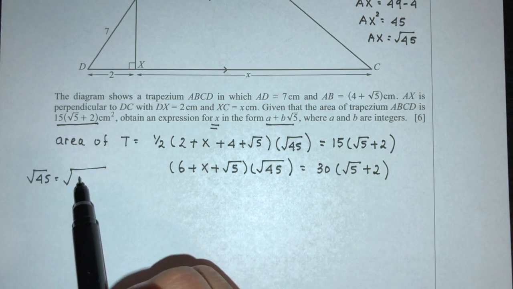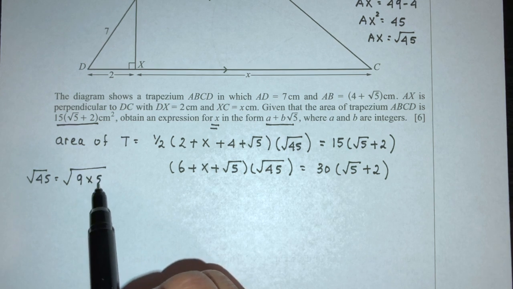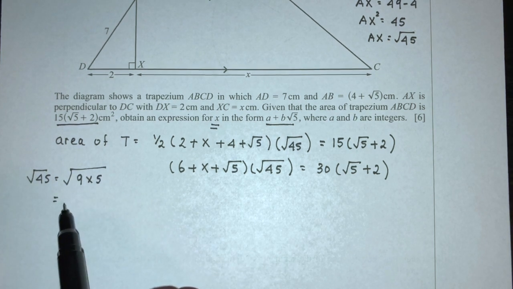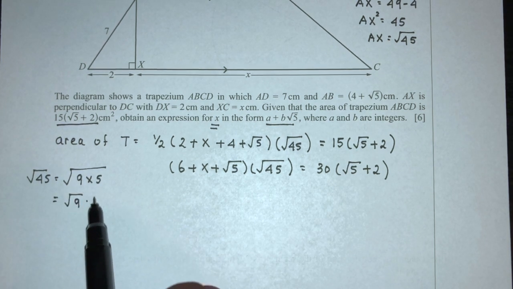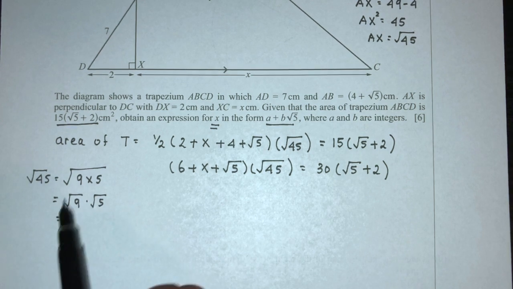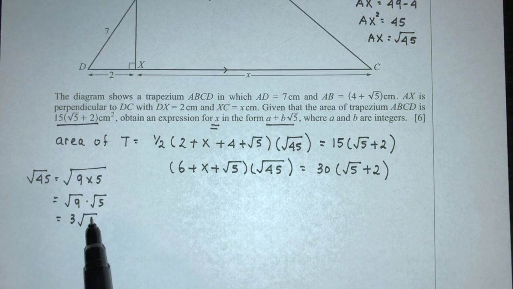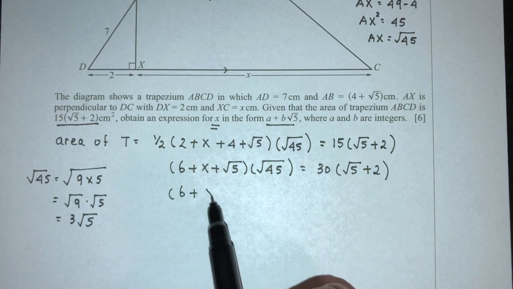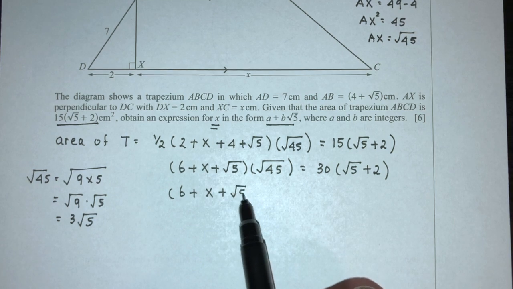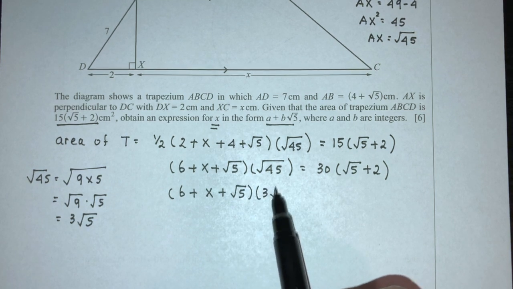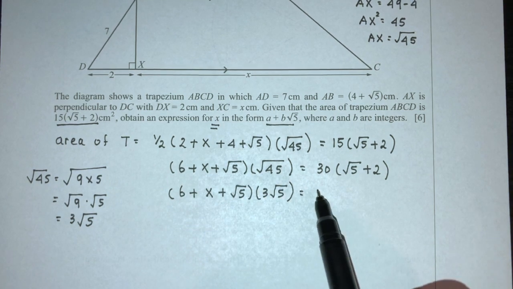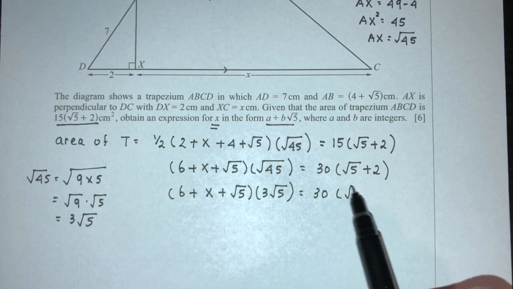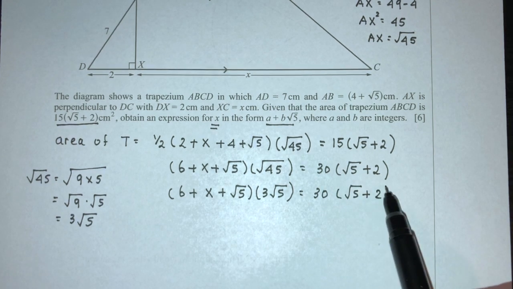You would say 45 is 9 times 5. Okay, this can be written as root of 9 times root of 5. Now what is root of 9? It is 3 root of 5. So you place in your main equation, you will have (6 plus x) times root 5. This will be 3 root of 5 equal to 30 root of 5 plus 20.